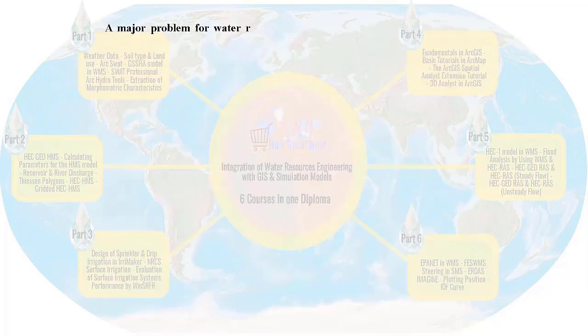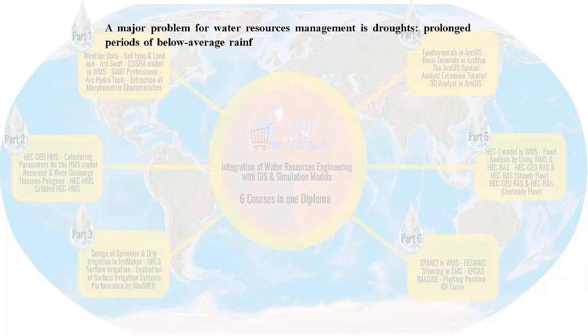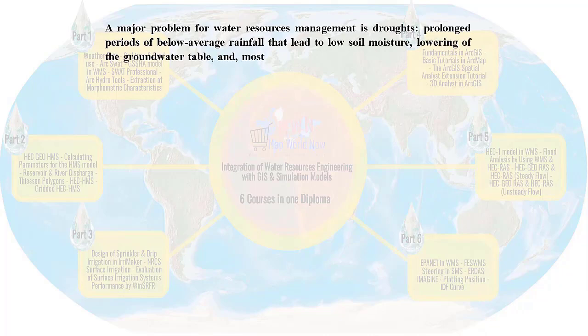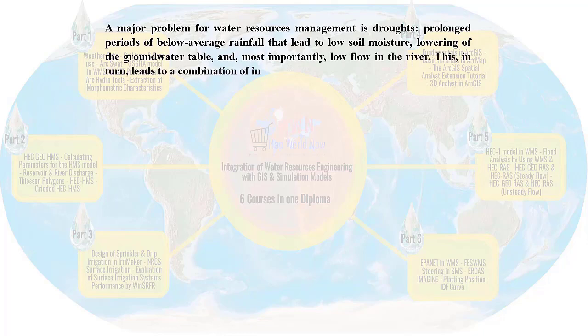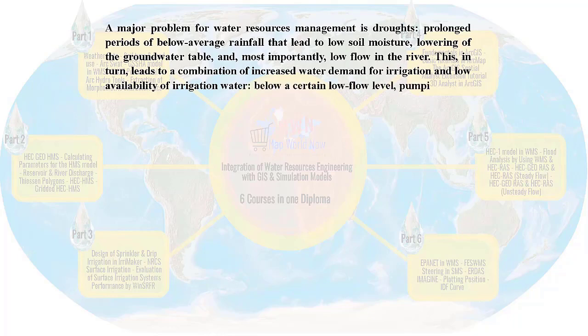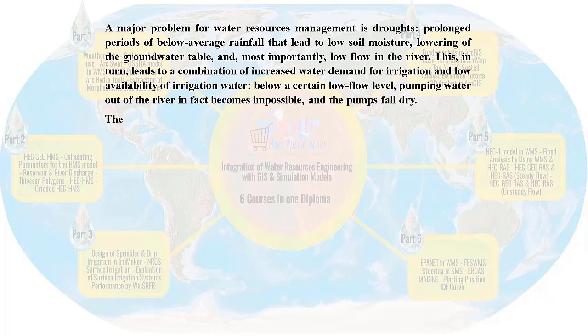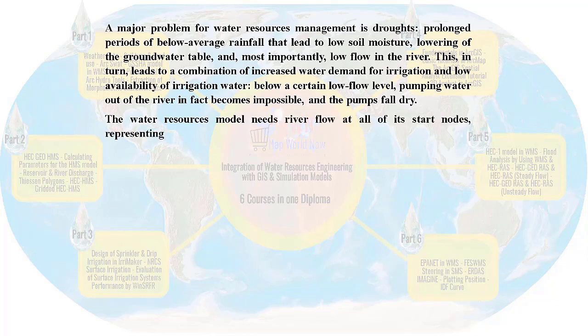A major problem for water resources management is droughts, prolonged periods of below-average rainfall that lead to low soil moisture, lowering of the groundwater table, and, most importantly, low flow in the river. This, in turn, leads to a combination of increased water demand for irrigation and low availability of irrigation water. Below a certain low flow level, pumping water out of the river in fact becomes impossible, and the pumps fall dry. The water resources model needs river flow at all of its start nodes, representing inputs.